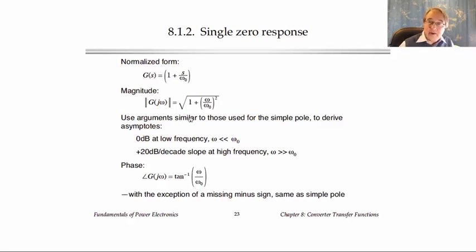So this term actually is 1 over the term for the pole that we discussed in the last lecture. So we can go through the same arguments as for the simple pole to find which term dominates at high or low frequency and derive the asymptotes. But another way to see it is simply to consider what happens to the magnitude and phase of a complex number when we invert it or take 1 over the number.